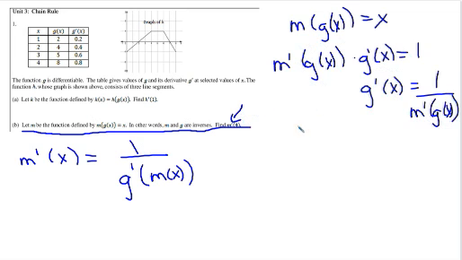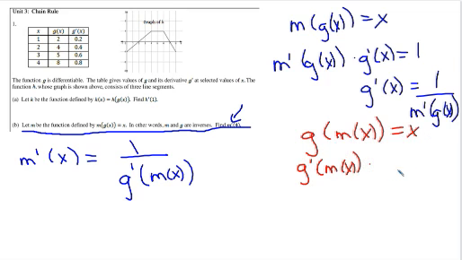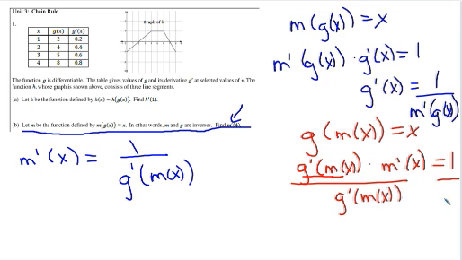So that's why you have to flip these things around and think of it as g of m of x equals x. And when you do the chain rule, you have g prime of m of x times m prime of x equals 1. When you divide both sides by this, you get what I have here, all right?